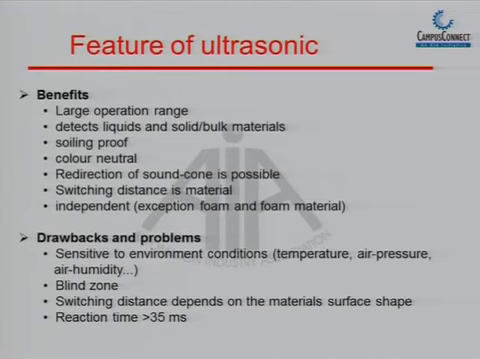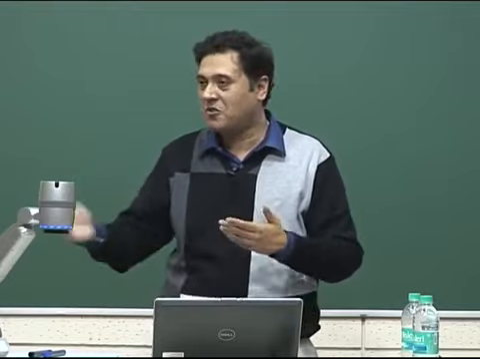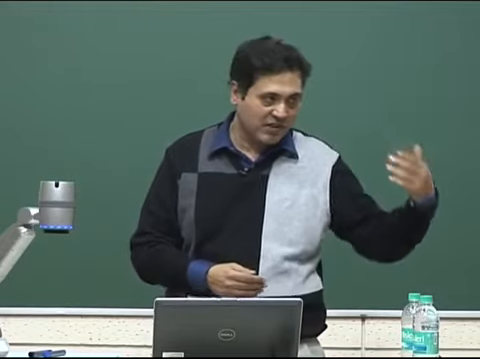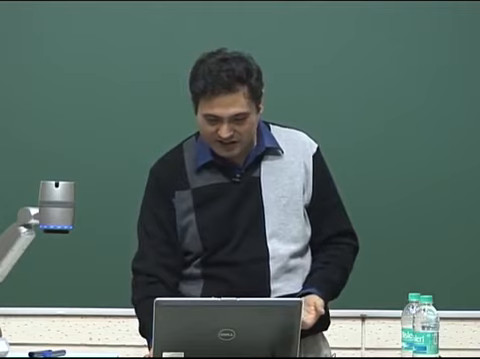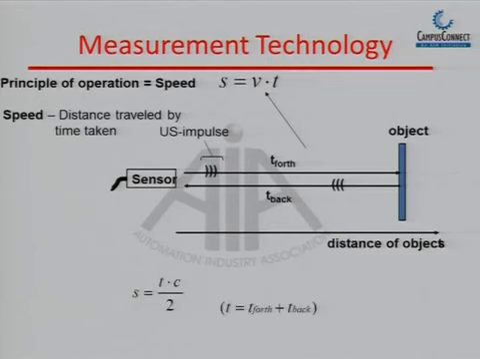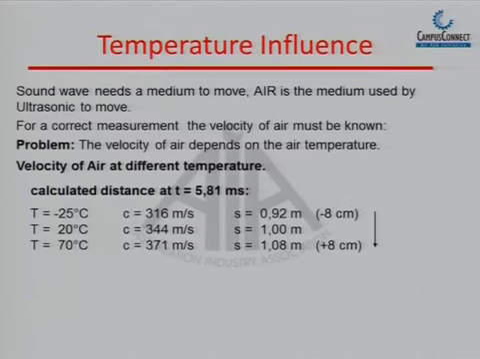Now, as the temperature changes, the velocity of the sound also changes. That means at certain temperature the sound velocity is, for example, if we say this is an example, right, at minus 25 degrees the velocity of sound is 316 meters per second. Then at 70 degrees the sound velocity changes to 371 meters per second. Now, if the target was at a distance of 1 meter, because of the change in temperature, the target would get a different distance measurement, right, because of the change in temperature.